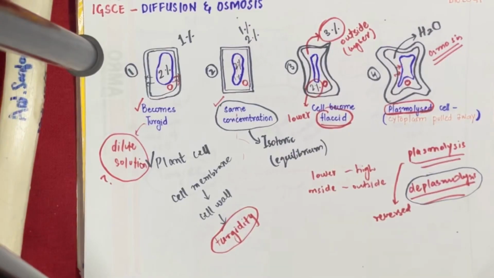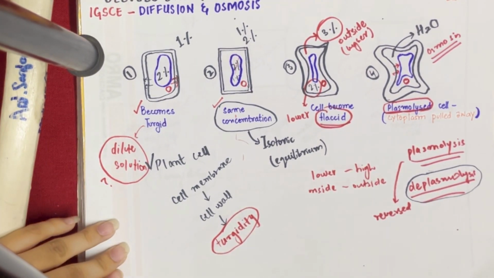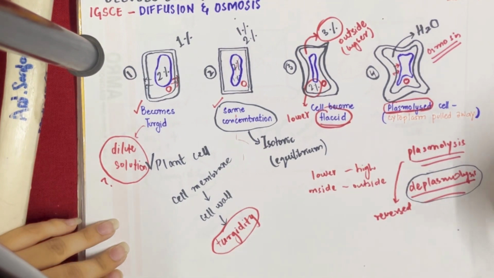The next topic for diffusion and osmosis is how cells react when they are placed in different kinds of solution: an isotonic solution, a hypertonic solution, or a hypotonic solution.